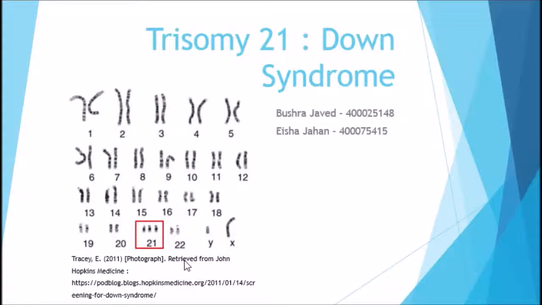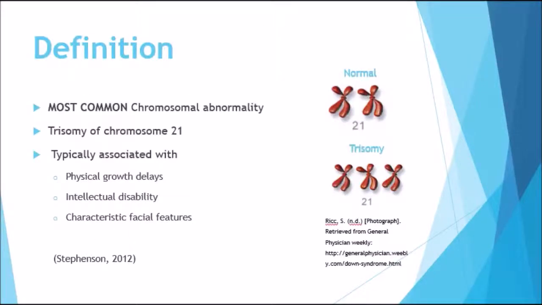So if you take a look at the left hand side, the red box is circling the 21st chromosome. This is the chromosome that's affected with Down syndrome. Down syndrome is the most common chromosomal abnormality. It occurs when there's a trisomy of the 21st chromosome. Typically, this condition is associated with physical growth delays, intellectual disability, and characteristic facial features.